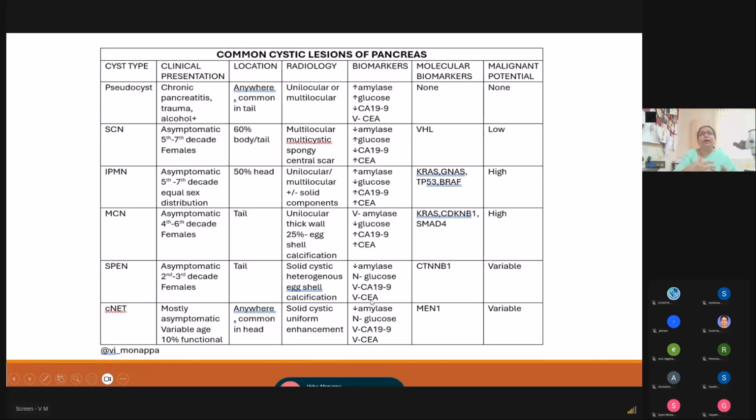Here, it's just like SPEN. None of these markers are of any contribution. It may be associated with MEN1. And the risk of malignancy is again variable.